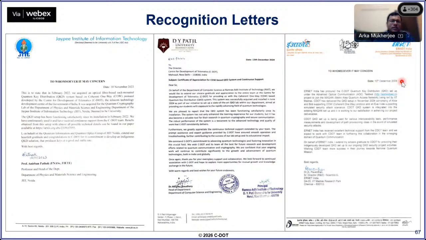Now these are some of the recognition letters that we have received from different educational institutes who have used our system and have recommended it. You can see that Professor Animan Pathak has published some papers also. The reference is given here using our systems. This letter is from DY Patil, and this is from ARNET.